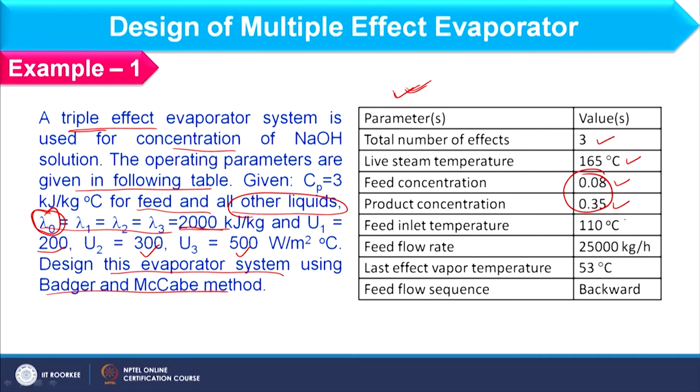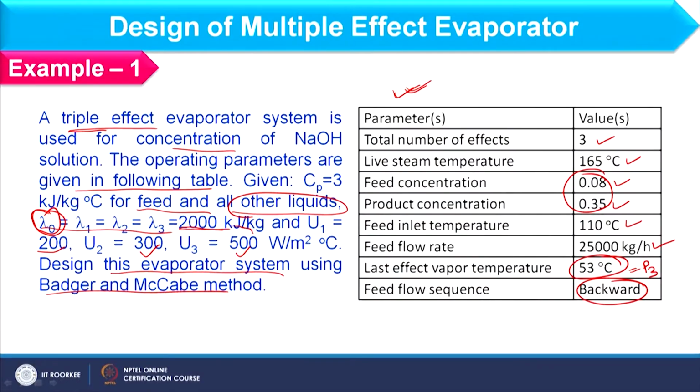Feed inlet temperature is 110, feed flow rate 25,000 and last effect vapor temperature is equal to 53 degree Celsius, or you may be given here the pressure, that is P3, because the last effect is connected with the vacuum pump and that value is known to you, right. As far as the feed flow sequence is concerned, it is considered as backward, and if you focus on this backward sequence, feed should enter from the last effect, then to the second effect and then to the first effect, right.